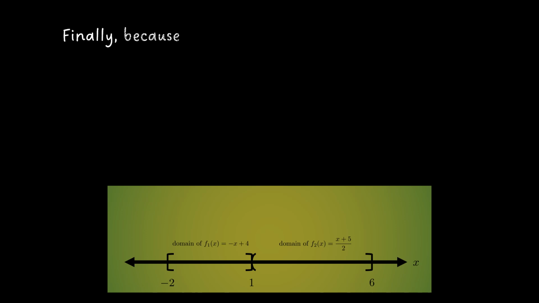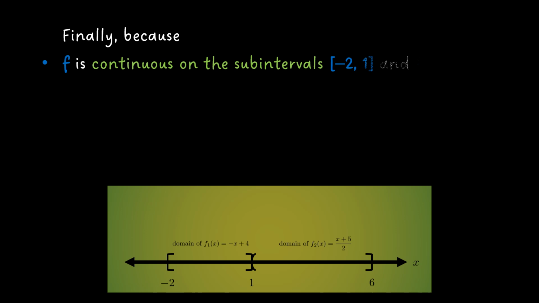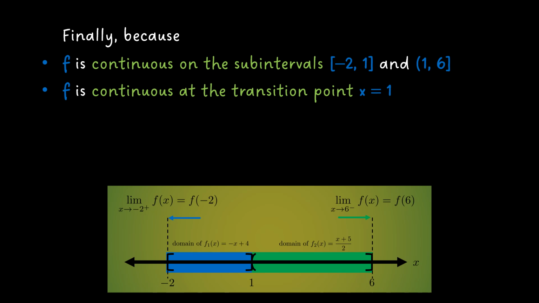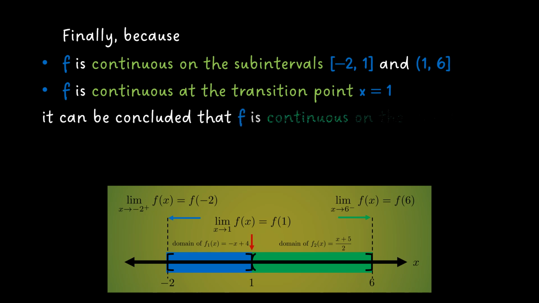Finally, because f is continuous on the subintervals [-2, 1] and [1, 6], which include the endpoints x equals -2 and x equals 6, respectively, and f is continuous at the transition point x equals 1, it can be concluded that f is continuous on the closed interval [-2, 6].